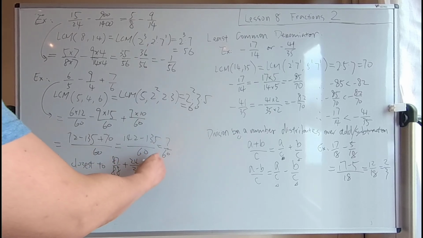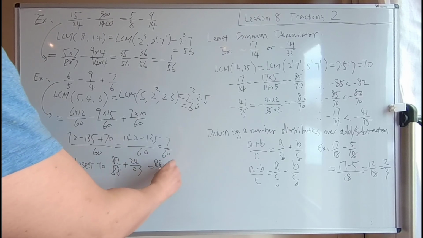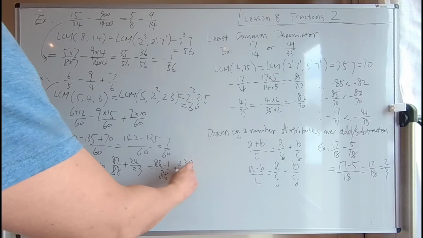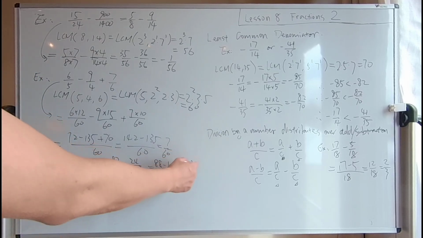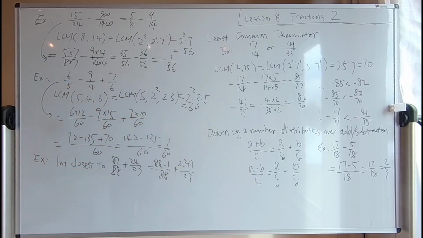87 can be written as 88 minus 1. 24 can be written as 23 plus 1. And the reason I'm writing it this way is that later, when I apply these and redistribute over addition and subtraction, one of the components will be simplified to a rounded integer.